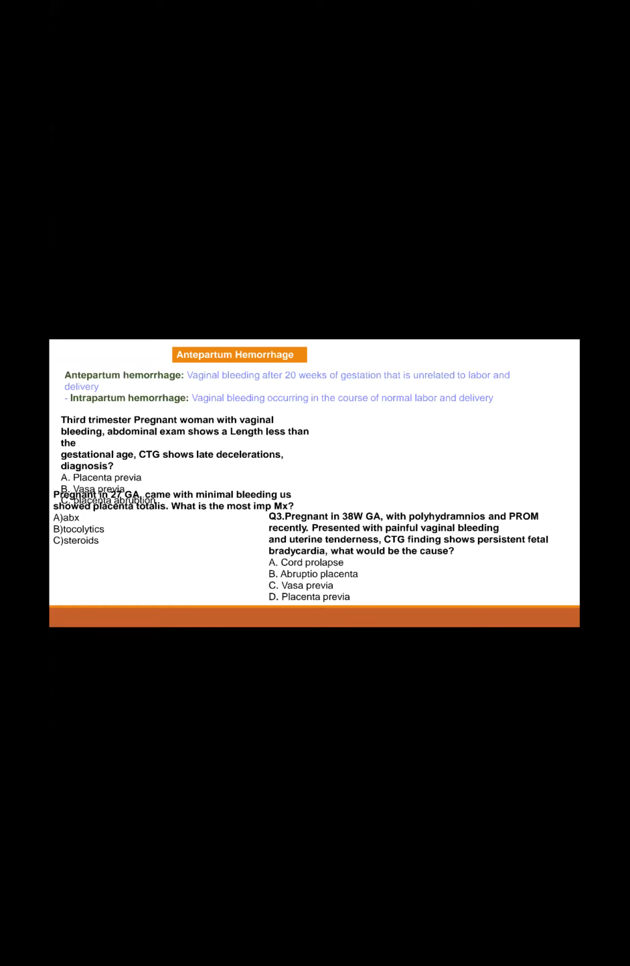Vaginal bleeding in gestation that is unrelated to labor and delivery. Intrapartum is associated with the course of normal delivery or normal labor. So third trimester, okay, there are three questions.